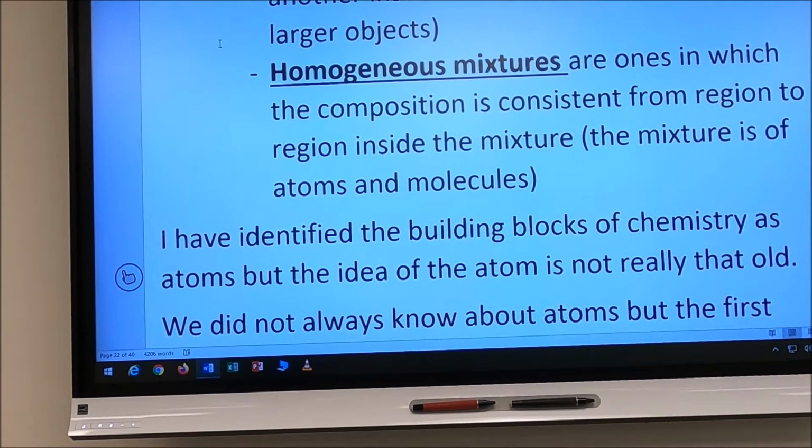Those are some good examples. Your Kool-Aid should be homogeneous. If your Kool-Aid's chunky, worry about it.